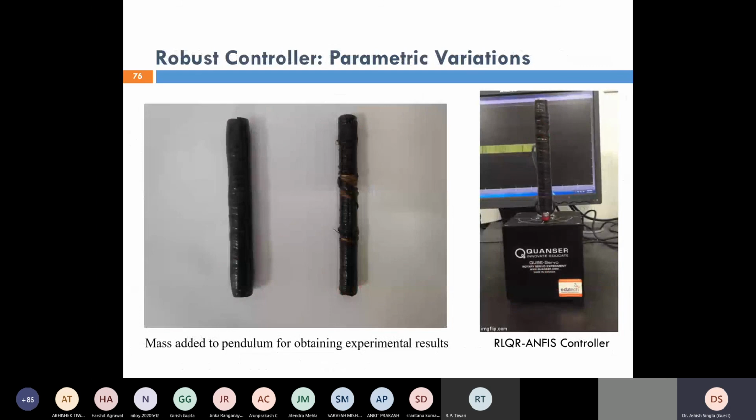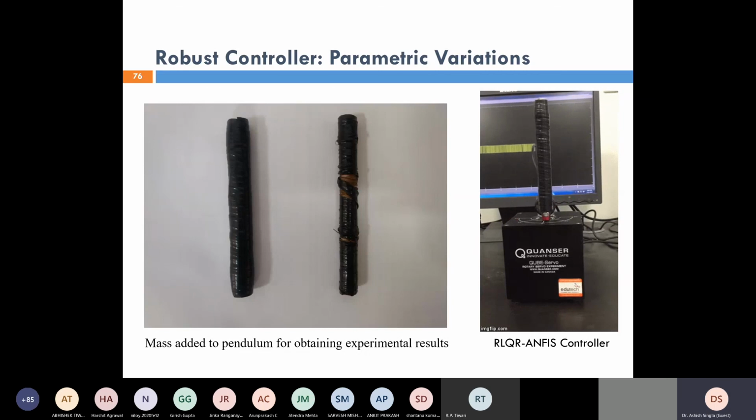And we have also tried to vary the mass. There you can see a double tape being rolled around the pendulum. So the mass of the pendulum has been changed up to 30% over here with the help of this tape. And even here you can check that the system is working perfectly with the help of more advanced controllers. So that's called more robust controllers.